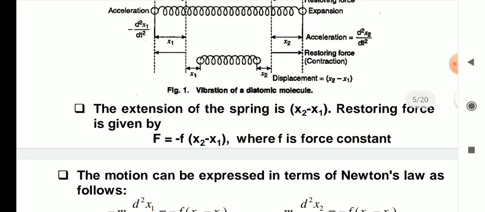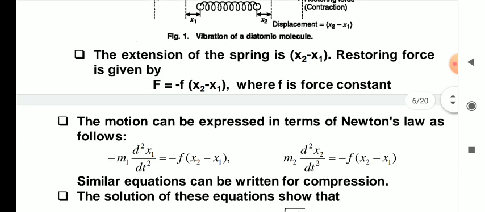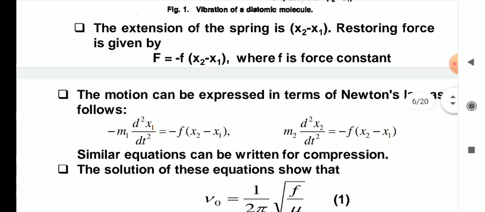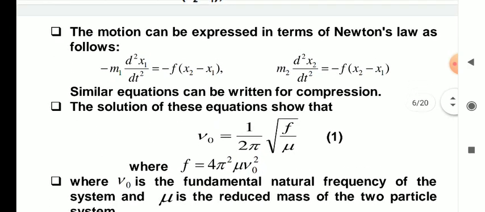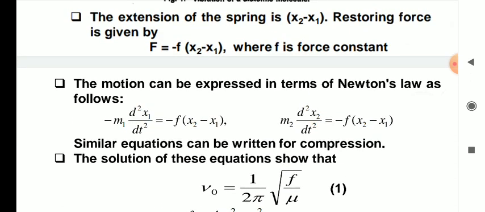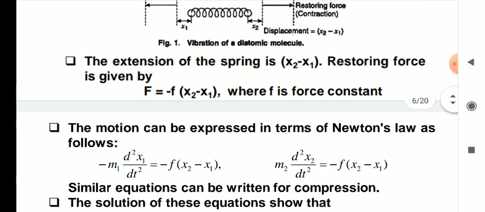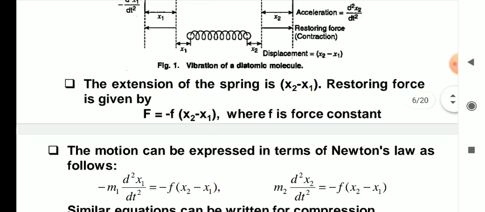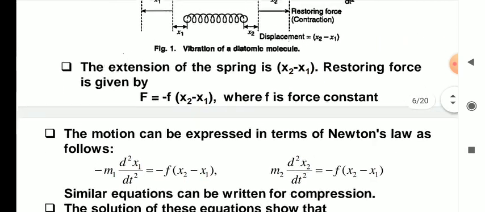The extension of the spring is x2 minus x1. Therefore, the restoring force is given by F is equal to minus k into bracket x2 minus x1, where k is called the force constant. The motion can be expressed in terms of Newton's law as follows. That is m into a, where a is the acceleration of the atom. So d square x1 by dt square gives the acceleration of the first atom. Similarly d square x2 upon dt square gives the acceleration of the second particle.